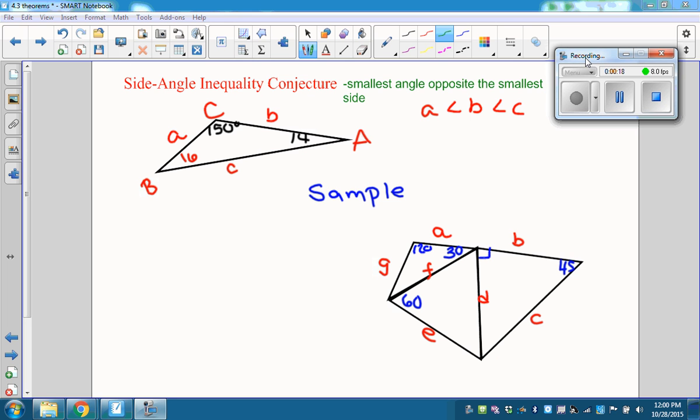I got G is equal to A, which is less than B, which is equal to D, which is less than E, less than C, less than F. So F is the biggest and G and A are the smallest? Okay, you guys agree?